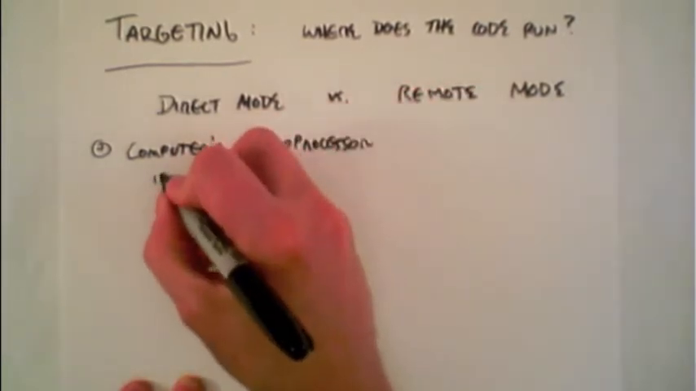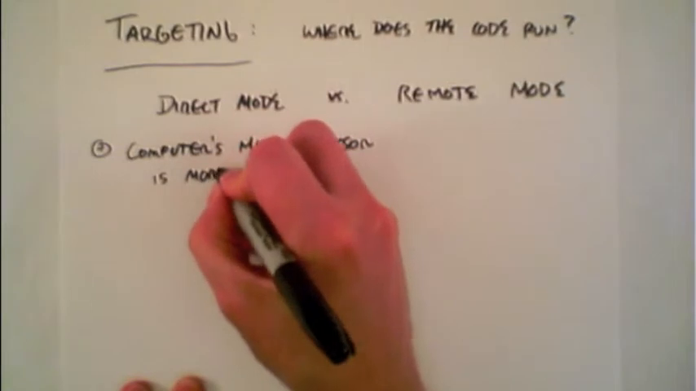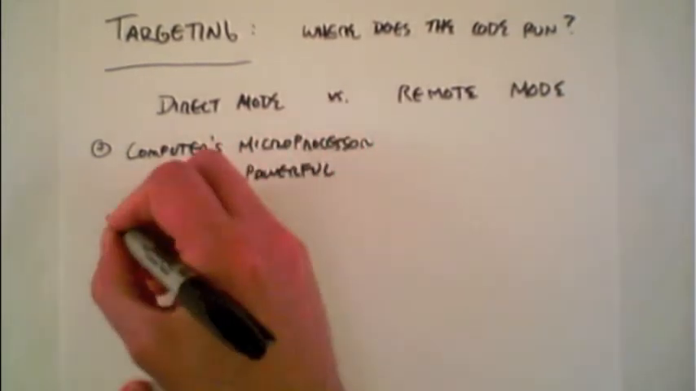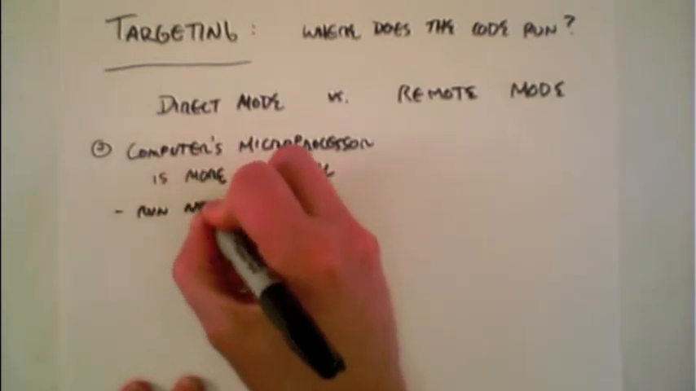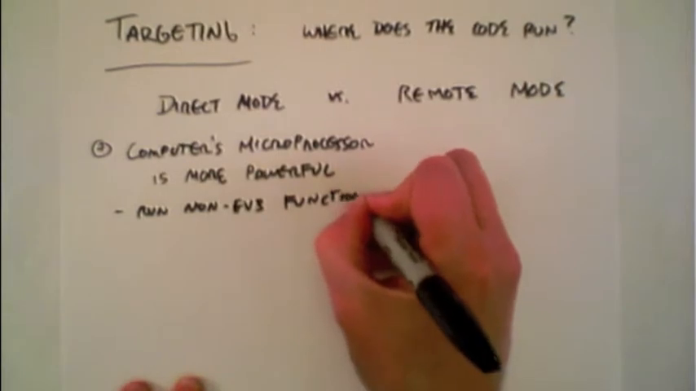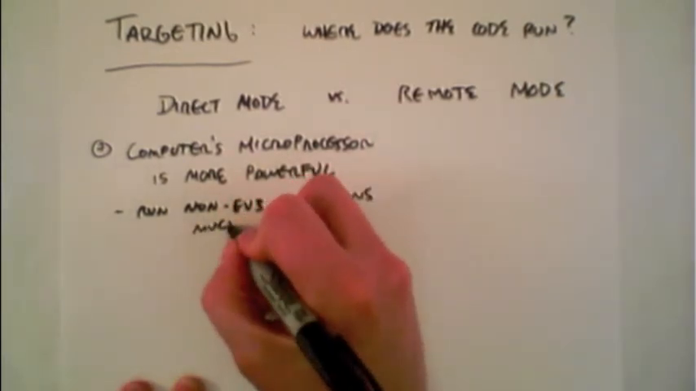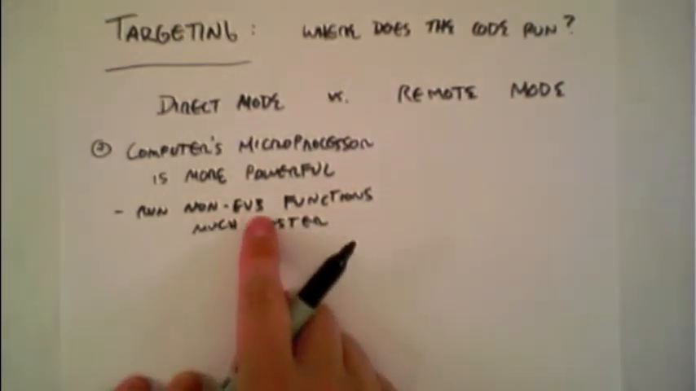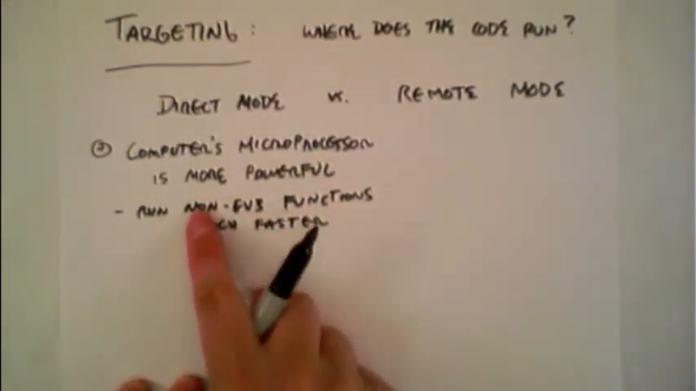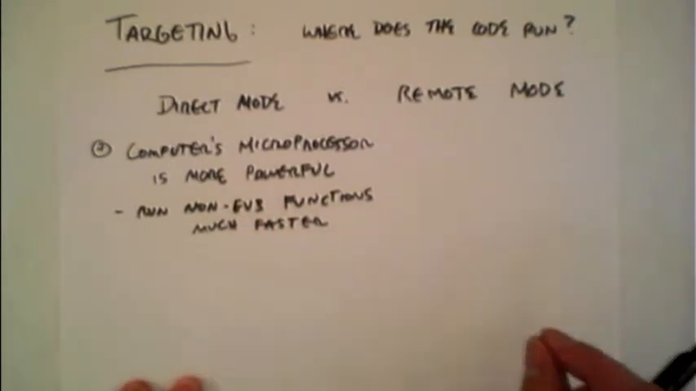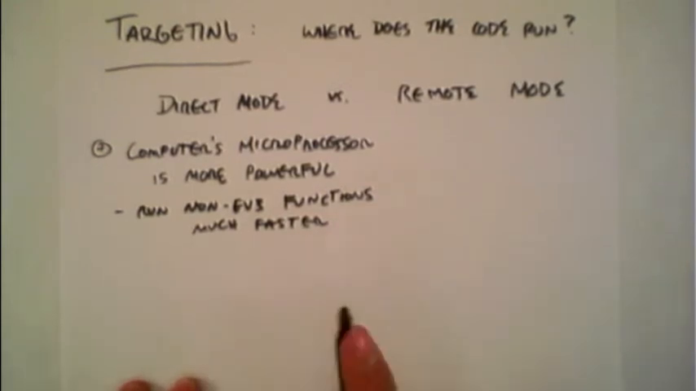Your computer is much more powerful than the EV3. This means that when you run non-EV3 functions, they will go much faster. And I say non-EV3 functions, indicating things like mathematics and other structures. Anytime that you're controlling the motors or reading from sensors, of course it has to go out to the EV3 and back, which would slow it down.